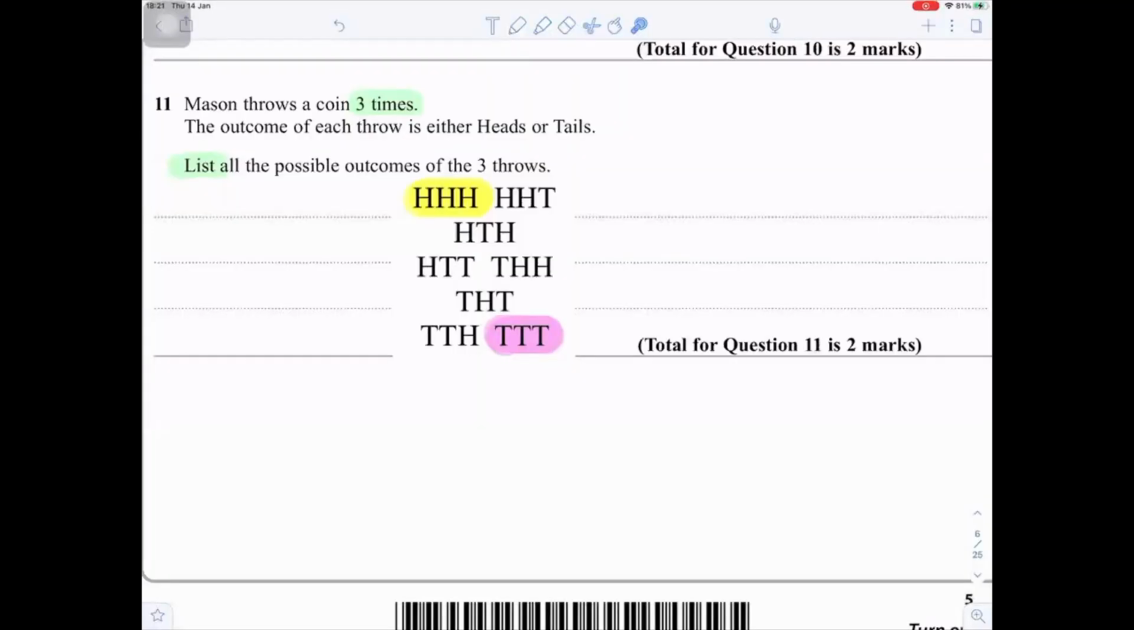Question number 11. Mason throws a coin 3 times. The outcome of each throw is either heads or tails. List all the possible outcomes of the 3 throws.